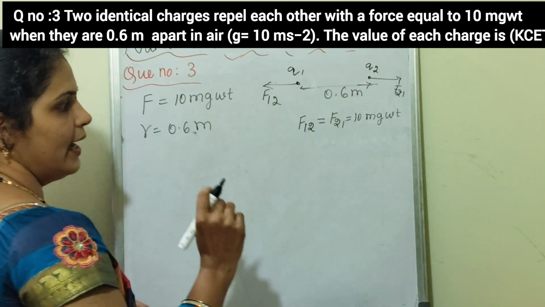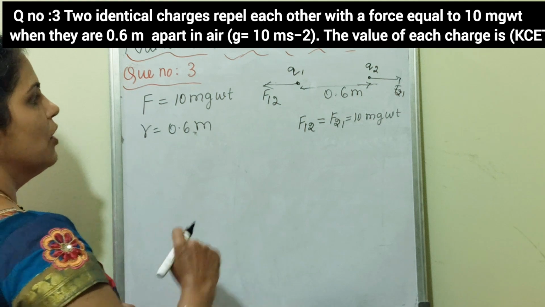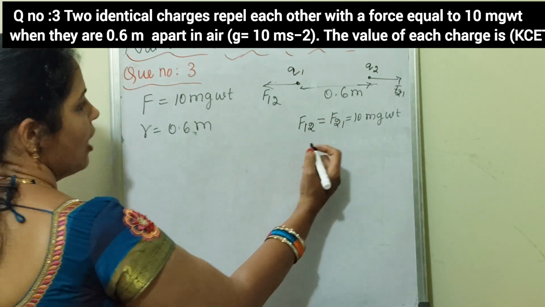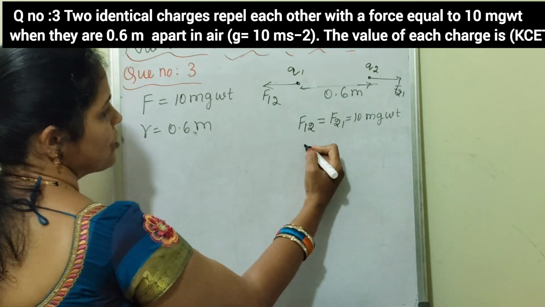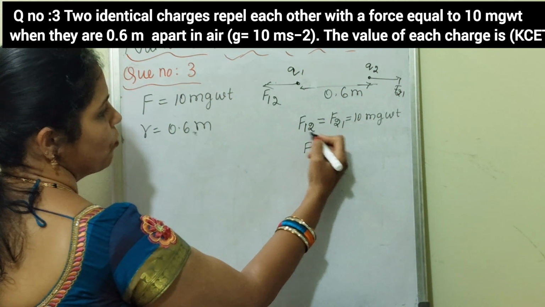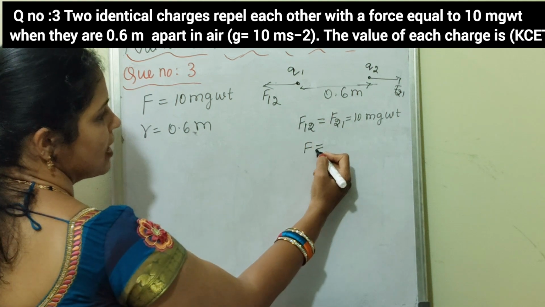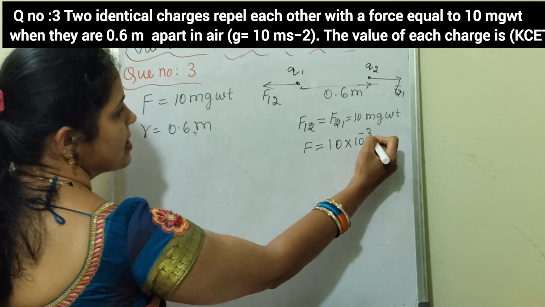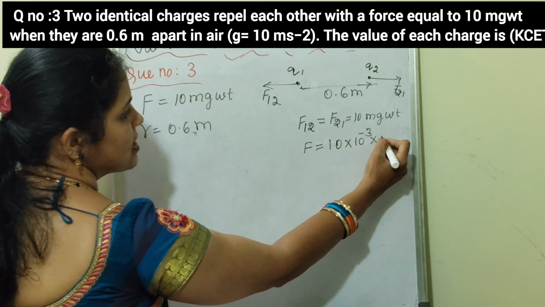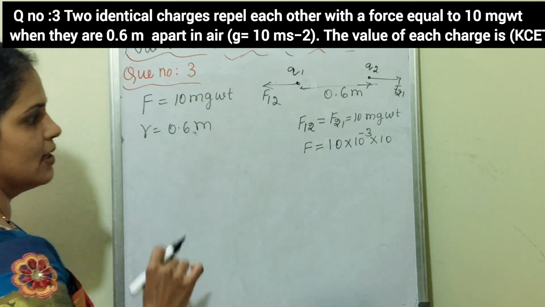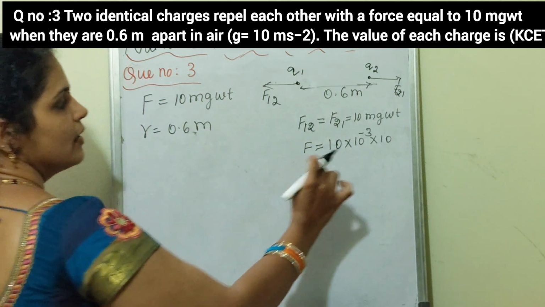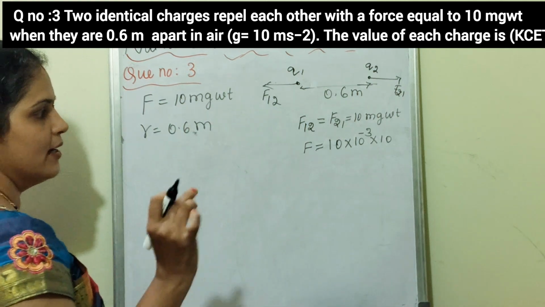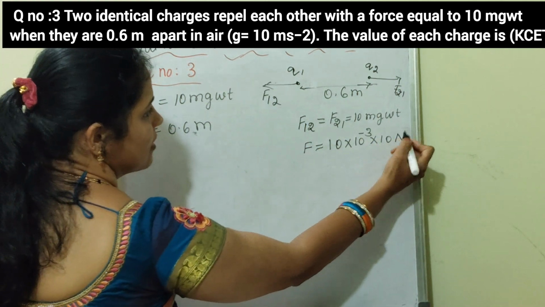See, we know that 1 kg weight is 9.8 Newton, or 1 gram weight is 9.8 Newton, that we studied last year. Now, how to convert milligram to gram? So, both the forces are equal, let us consider it as F. 10 milligram can be written as 10 to the power minus 3 and 1 gram weight is 9.8. Here in this problem they have given 10 instead of 9.8, so let us write 10 Newton, right?